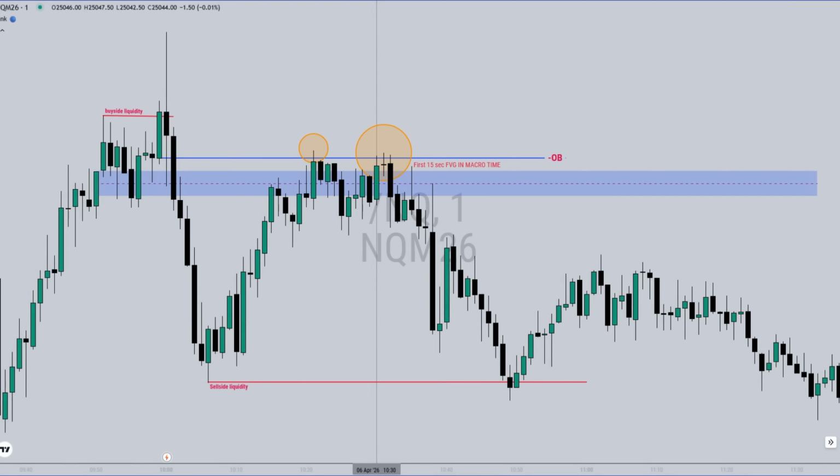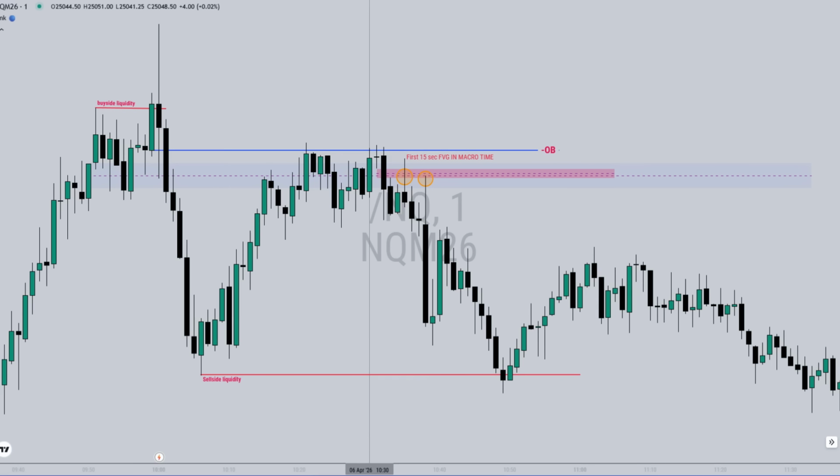Notice this price was already trading inside the order block, but it didn't start moving lower until the first trading hour ended. And this is a perfect example of the idea that time is more important than price. Once that 10:30 shift happens, that's when price starts respecting our first 15-second fair value gap.